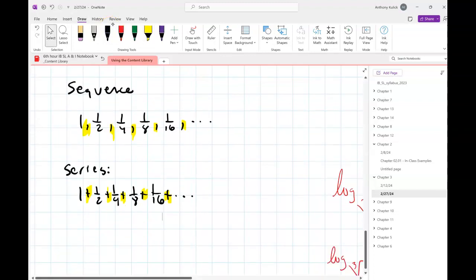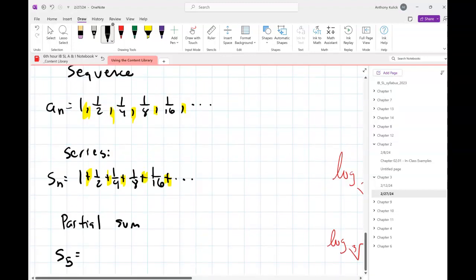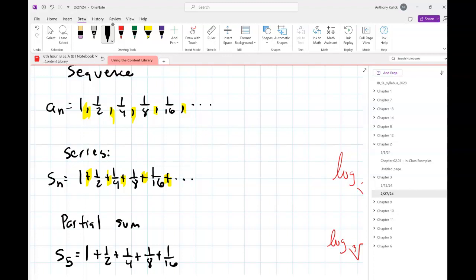So say I just wanted to add up the first like 5 of these things. We call that a partial sum. The subscript on your series notation tells you how many of the terms we're adding up. So S5 tells you add up the first 5 terms. If it was S12, you'd add the first 12 terms. If it's S2, we add up the first 2 terms. Everybody's cool with that?